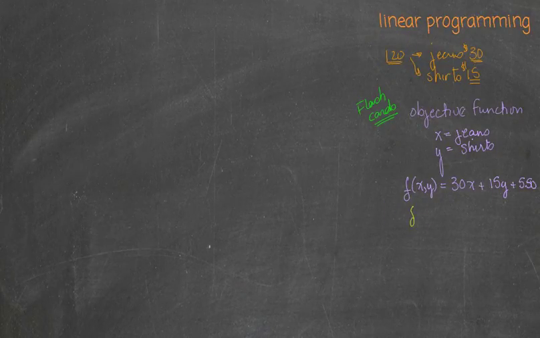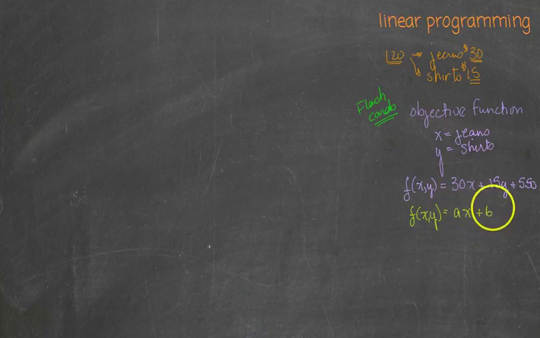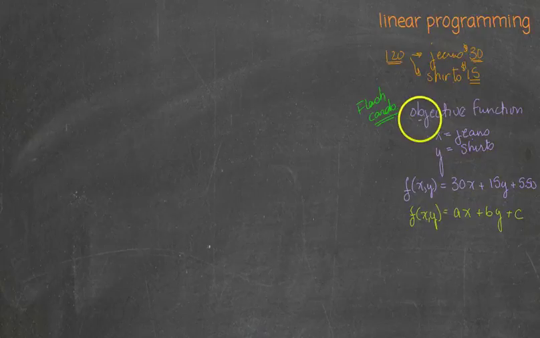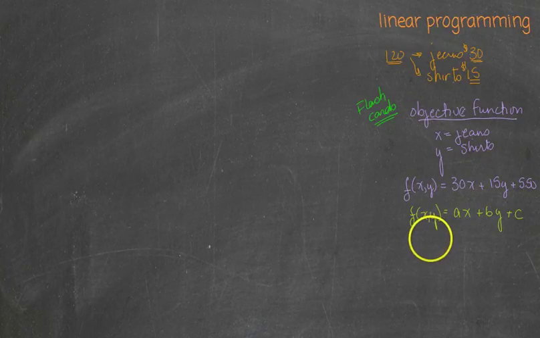Now, when we write this in general form, it looks like this. So the first step is determining an objective function that works for the scenario. Then in the situation, you're going to find that there are constraints.